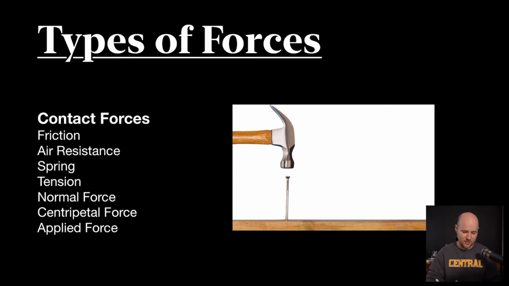I want to talk a little bit about those in detail in a future video, but the normal force in basic terms is the surface pushing back on an object. Centripetal force is any force that makes an object move in a circle. And applied force is just a generic term that I like to use for any sort of pushing or pulling that might be happening. So those are all contact forces. They require some sort of physical touching.